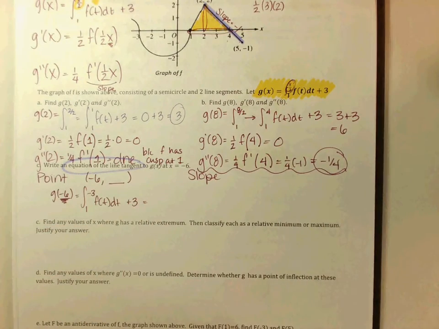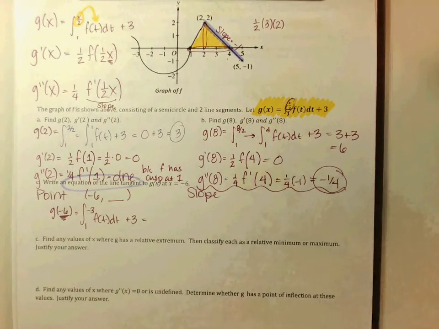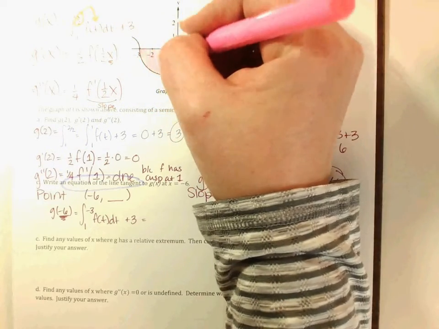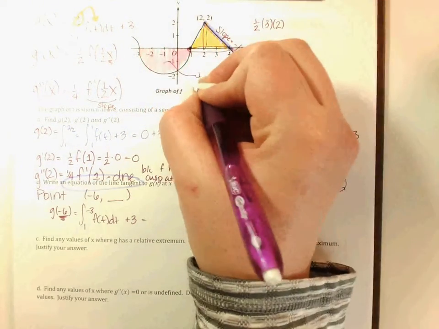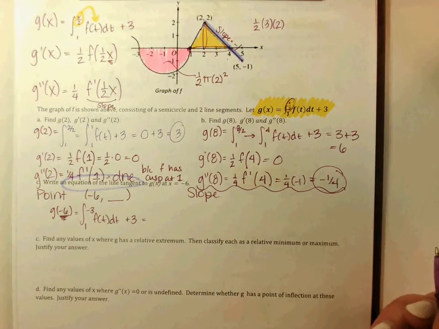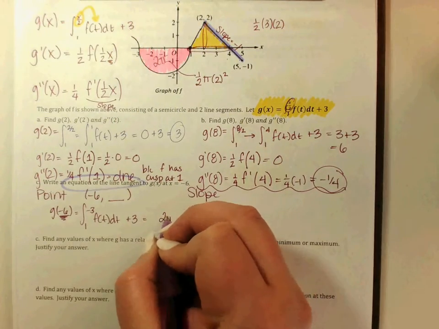Now, 1 to -3, what shape is that in the graph? Okay, semicircle. So I'm going to do pi r squared and then cut it in half. How long is my radius? 2, so I'll have 1/2 pi 2 squared. What's 2 squared? 4 pi, cut it in half. 2 pi. So that means that I'm going to have 2 pi plus 3.